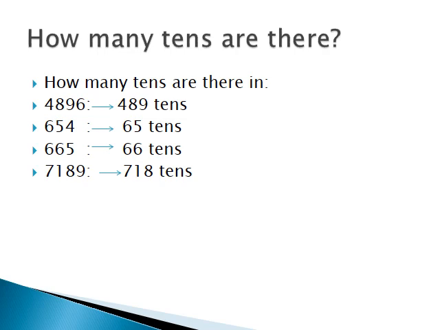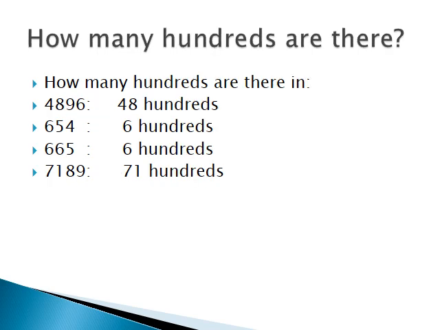How many tens are there in 4896? There are 489 tens. While in 654 there are 65 tens. In 665 there are 66 tens. 66, 65, 489. In 7189 there are 718 tens.